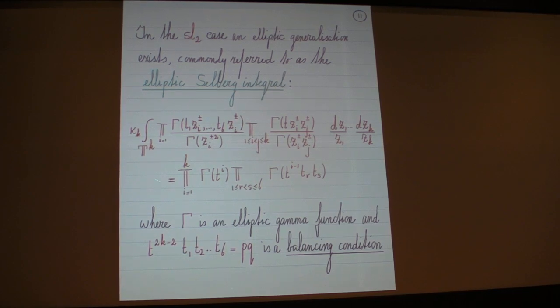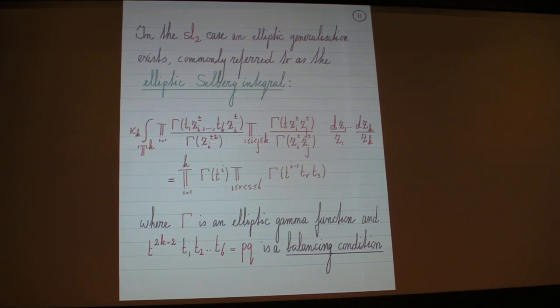So this is what is known as the elliptic Selberg integral, and again, it's very confusing. This gamma here is no longer the same gamma as I had on the previous page. This is now the elliptic gamma function, but of course, we still just write that as a gamma, because everything is elliptic, so it's just assumed that that is clear.